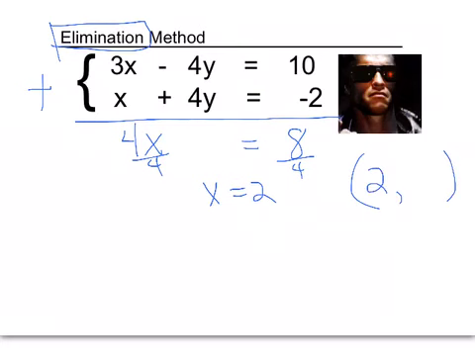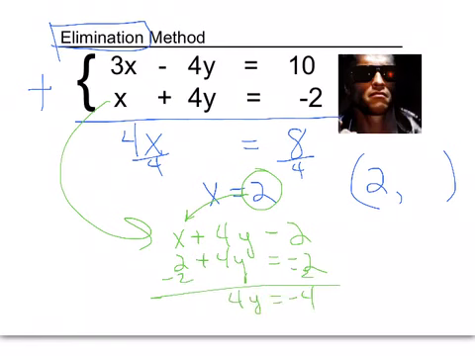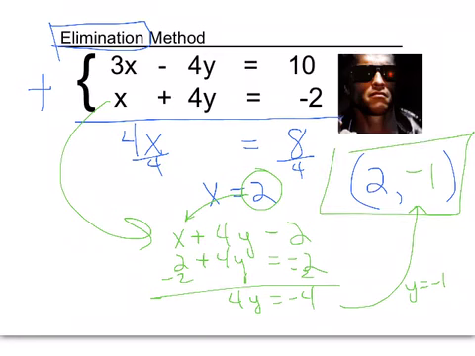2 comma something. Now to figure out the something, come over here, x plus 4y equals negative 2, and put that 2 in for x. So 2 plus 4y equals negative 2, minus 2 on both sides. You see 4y is negative 4. So y equals negative 1. And I plug that in there. There's my answer: 2, negative 1. This is called the elimination method. And this particular problem was all set up for you because when you add the two equations together, they add up to 0 right here.